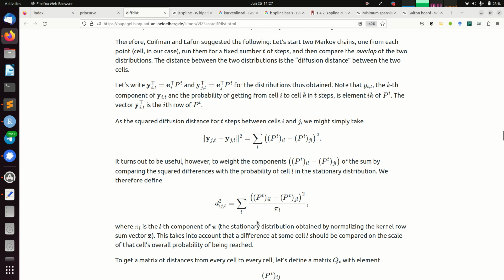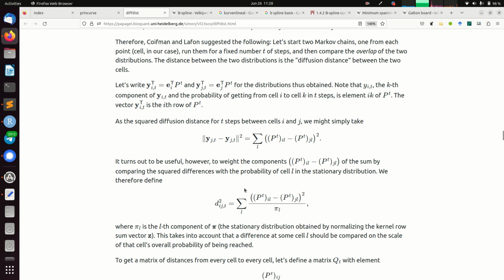One intuition why this might be useful is to say, we should consider this difference on the scale of what the typical occupation on this cell is. If a cell is far out and we never get there, and so it has a really low value of pi L, then if we manage to get there both from cell I and cell J, this has more meaning than if it's a highly occupied cell. But this is a bit of a hand-waving argument, especially as it wouldn't explain why we square the probability in the numerator and not in the denominator, which confused me quite a lot when I prepared this, but we will see afterwards why this is the case.